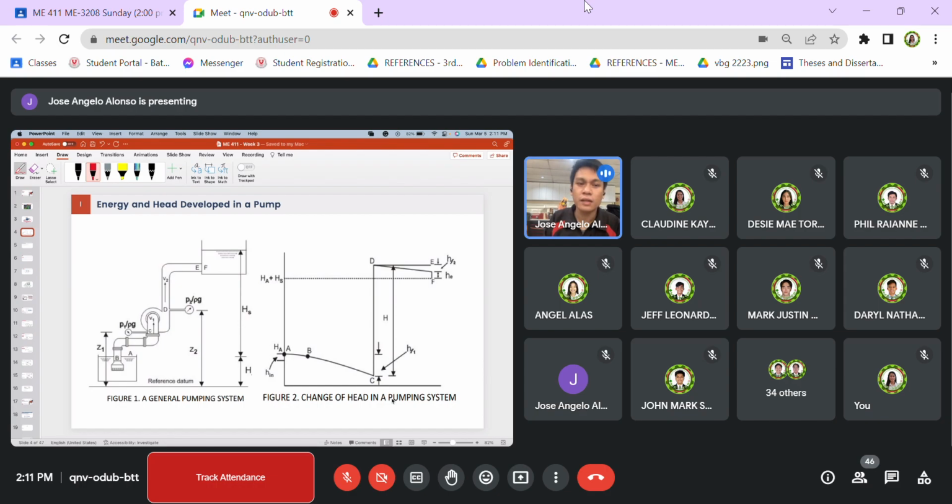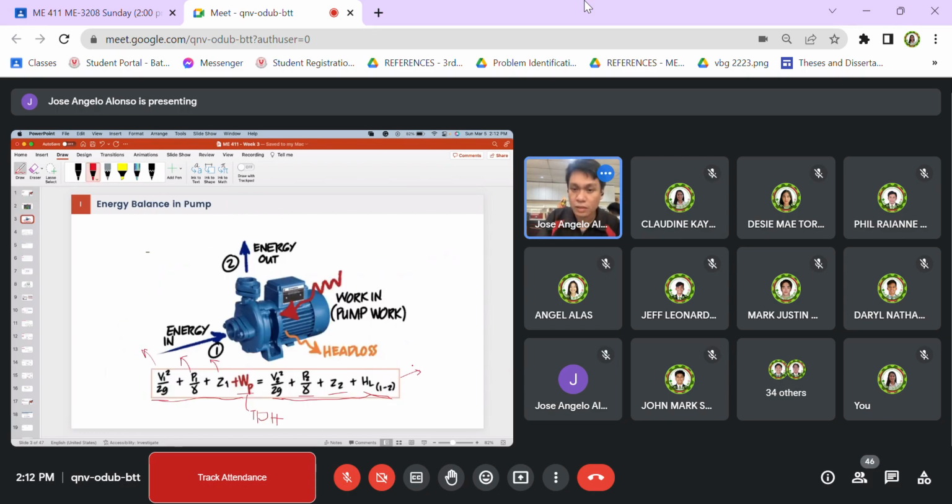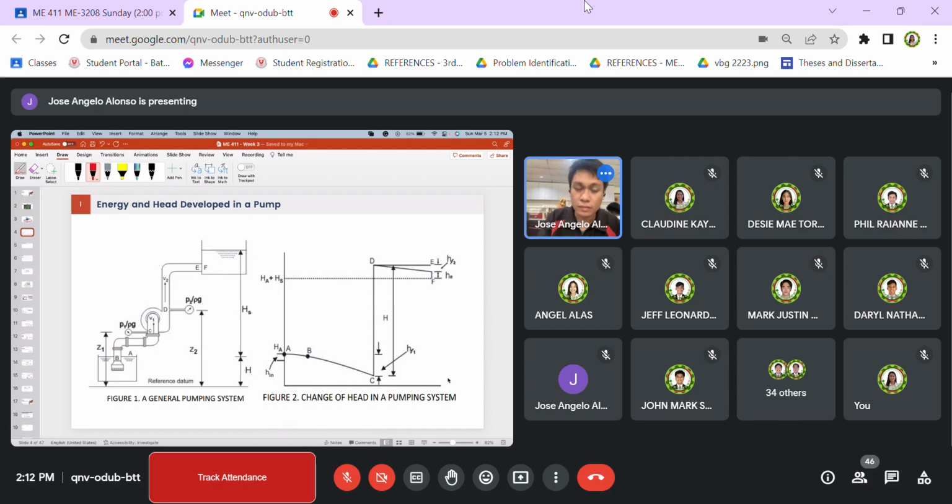So before we define the total dynamic head or the head developed in a pump, since we know that in Bernoulli equation, we have two forms. The one we call the head form or in meters or the energy forms or in pressure. So the energy and head developed in a pump, i-explain natin dito graphically and figuratively.